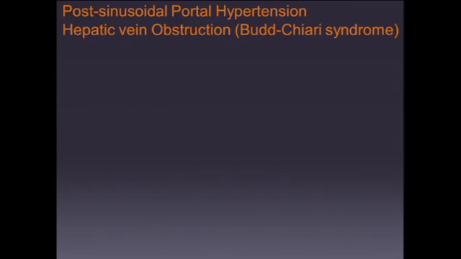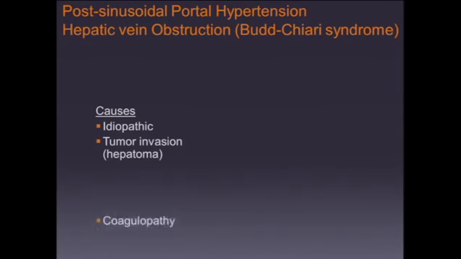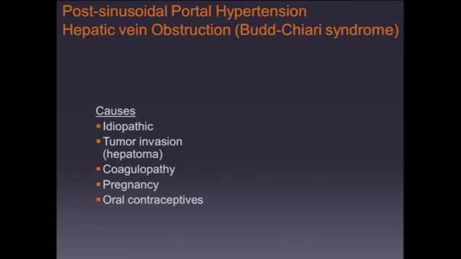Post-sinusoidal portal hypertension is caused by obstruction at the level of the hepatic veins. This is otherwise known as the Budd-Chiari syndrome. The causes of the Budd-Chiari syndrome are: it can be idiopathic, tumor invasion from hepatoma, coagulopathy, pregnancy, and oral contraceptives predispose to hepatic vein obstruction, and rarely from obstructing membranes caused by certain toxins.